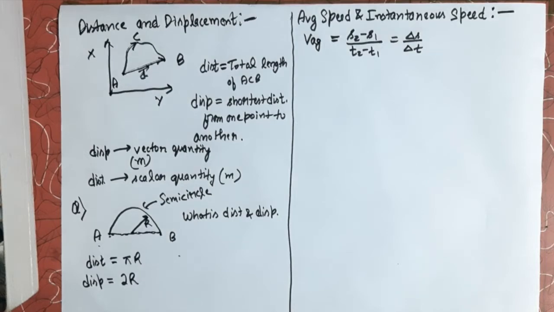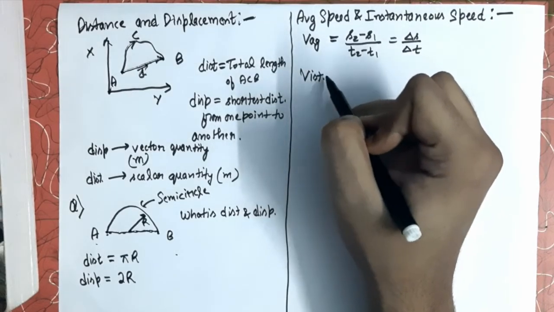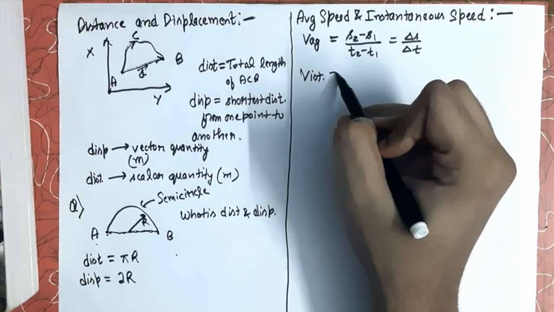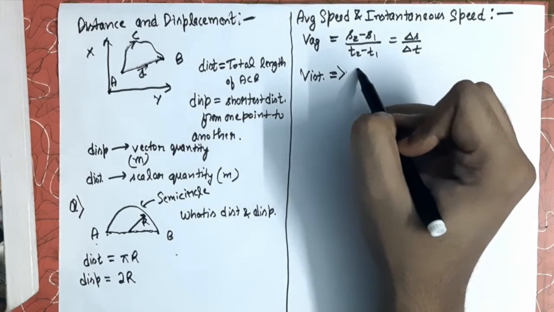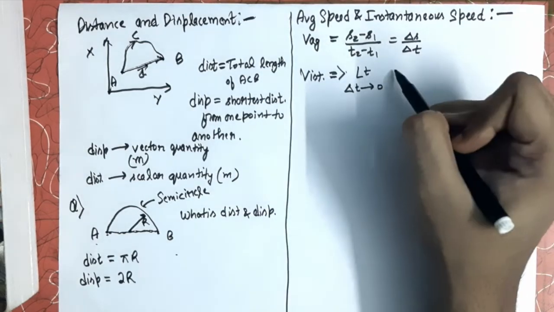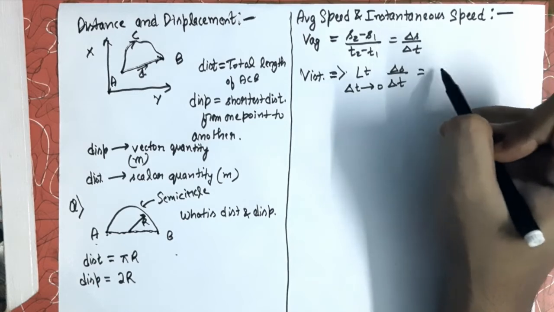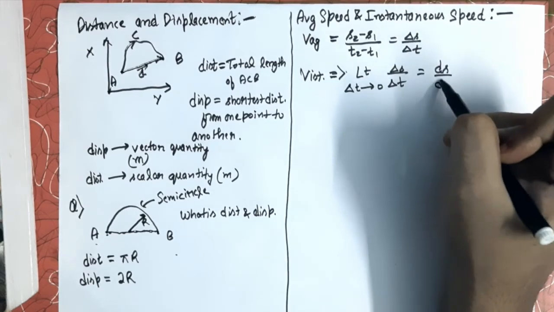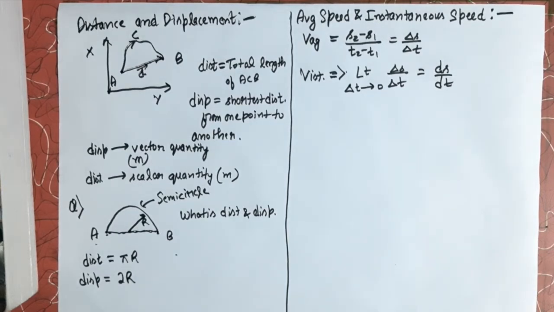Now what is instantaneous speed? V instantaneous. I am claiming that V instantaneous is this quantity: if we put a limit delta t tends to 0 on delta s by delta t, this will give us ds by dt. I hope you know what ds by dt is. This is the derivative of s with respect to t. Now how am I claiming this?